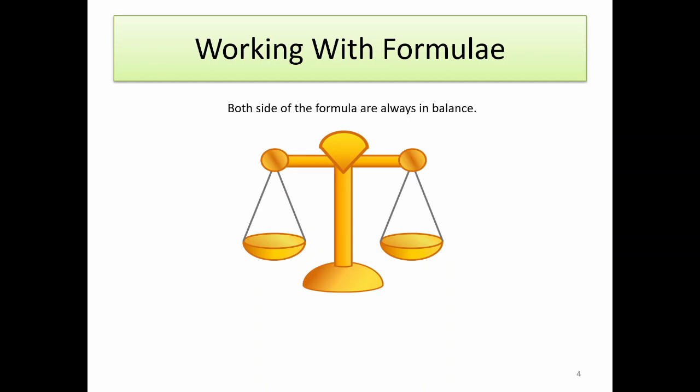So when we're working with formulae, the one thing we do have to remember is that both sides of the formula are always in balance. So what goes on the left hand side must also go on the right hand side. Whatever we do to the left, we have to do to the right.